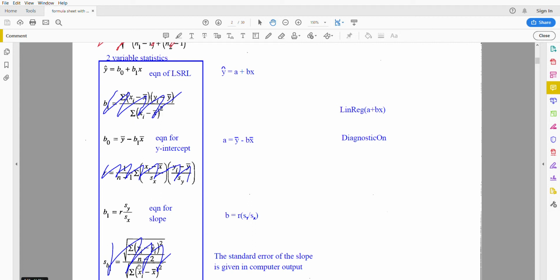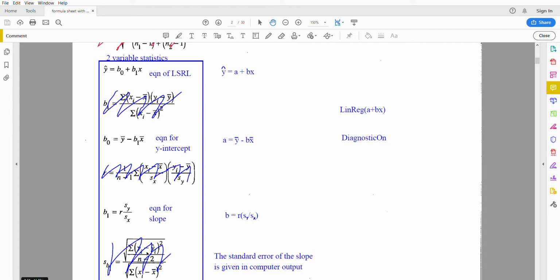Okay. And then the final formula, which again is one that I've scratched out, is the formula for the standard error of the slope. Okay. Now, you never have to use that formula because on the AP exam, they would give this value to you in some computer output.